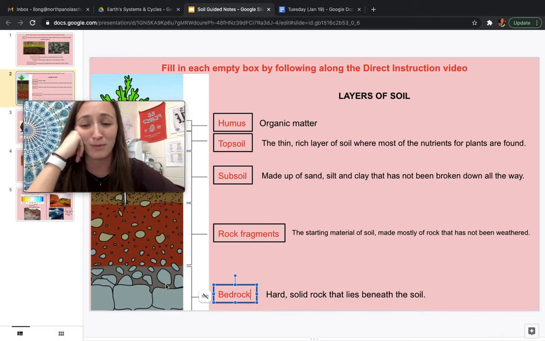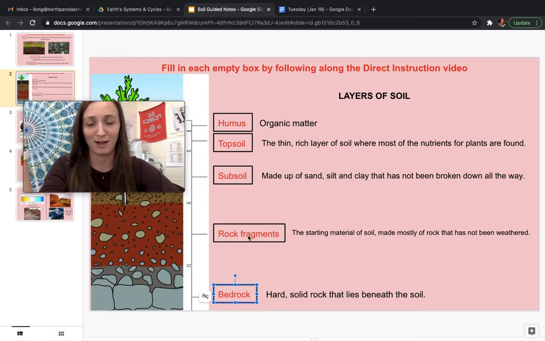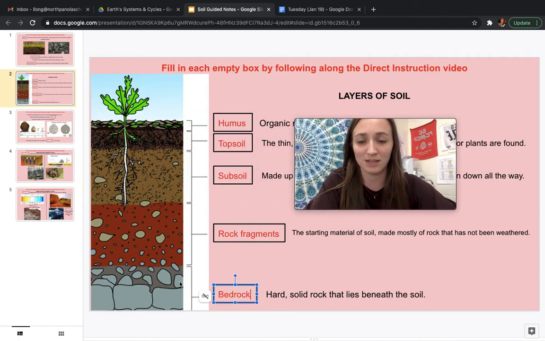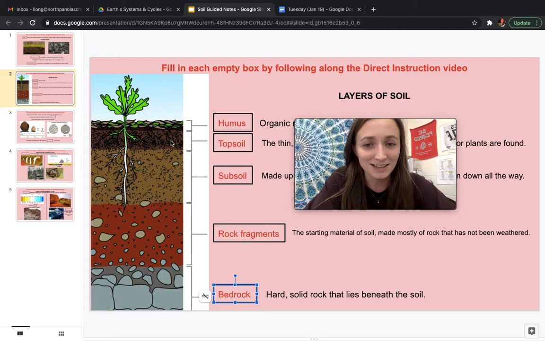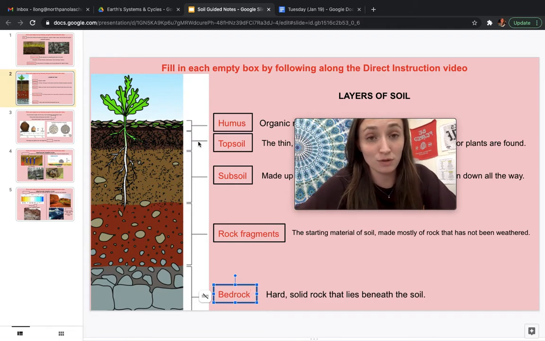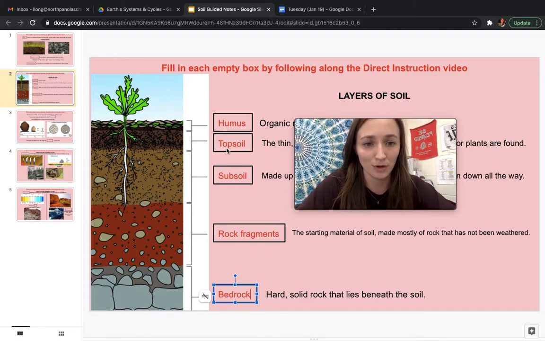Over time, this bedrock pretty much breaks up into smaller rocks, which makes the rock fragments, and then those get broken up again into the subsoil. So really over time, the rock that you see here is going to slowly get broken up and broken up and broken up until it's teeny tiny and is more useful up in that topsoil.